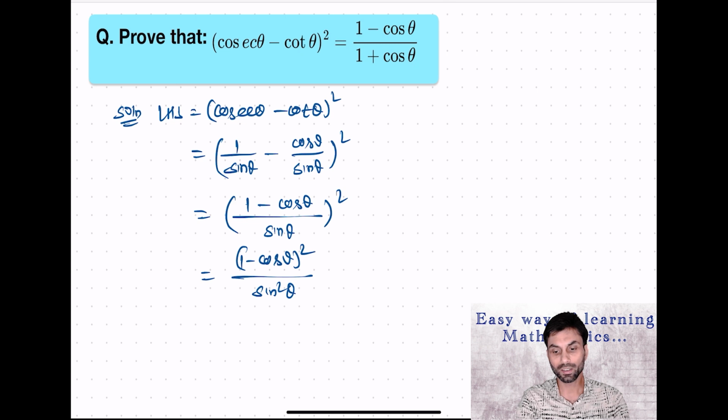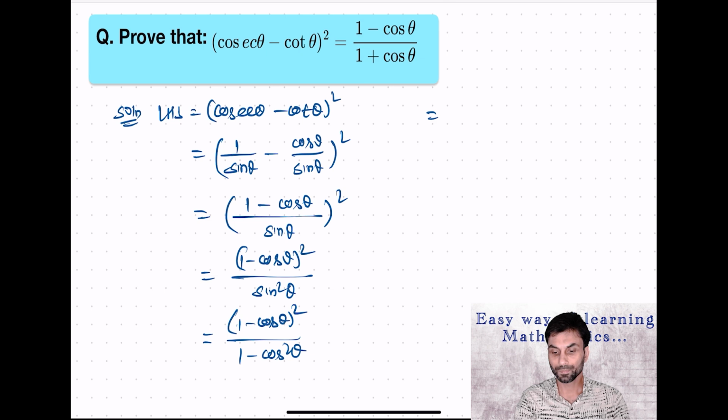We need here 1 minus cos theta, and what we observe is that we have (1 minus cos theta) whole square. That means one of the powers will get cancelled, and the denominator is in terms of cos. So we'll convert the sine square theta in terms of cos using the identity. So we can write it as (1 minus cos theta) whole square upon 1 minus cos square theta.